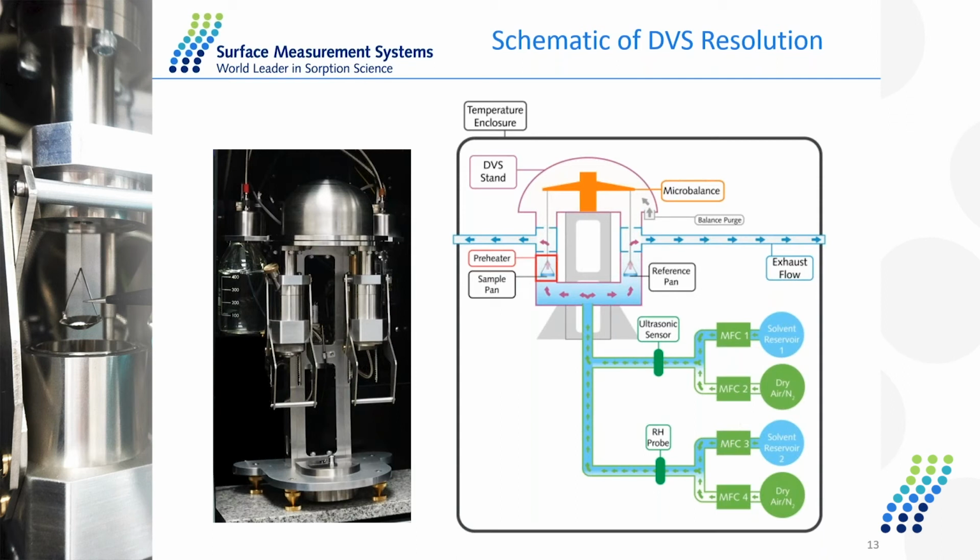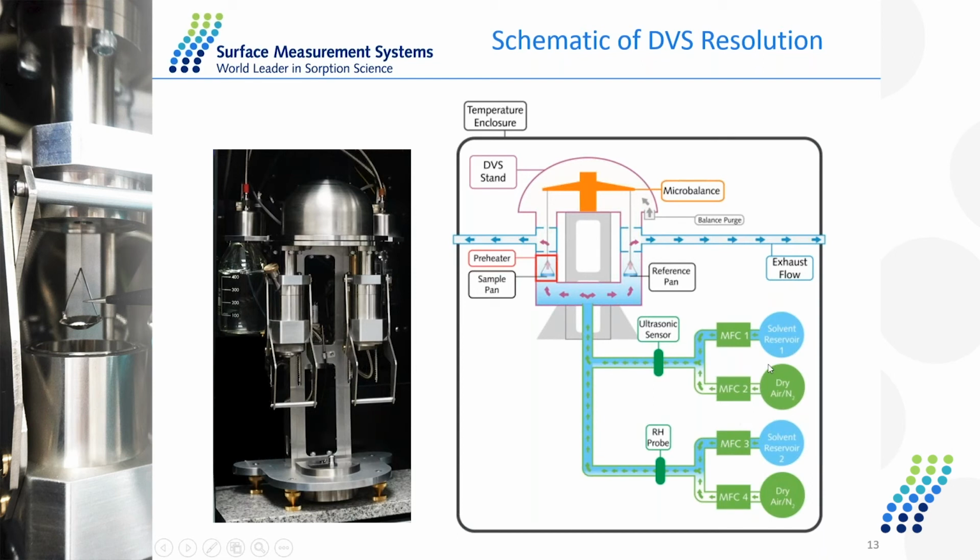So in the system here, we have a microbalance with a resolution of 0.1 microgram. It is connected to both the sample pan and the reference pan. The carrier gas in the system is nitrogen or dry air. And there are two reservoirs, one for organic vapor and one for water vapor.